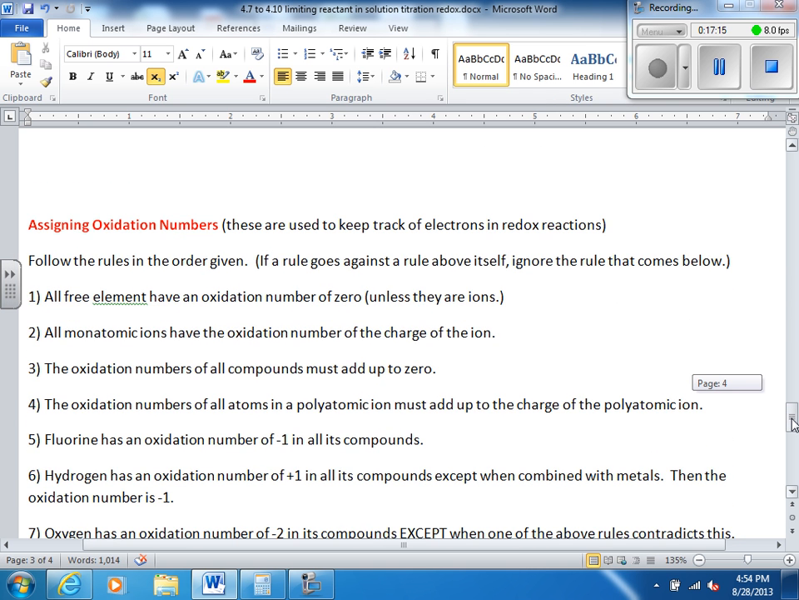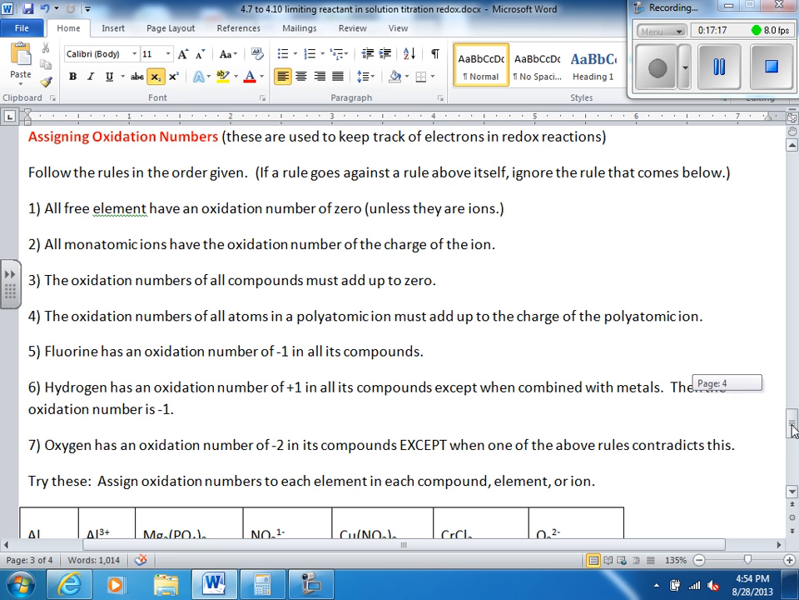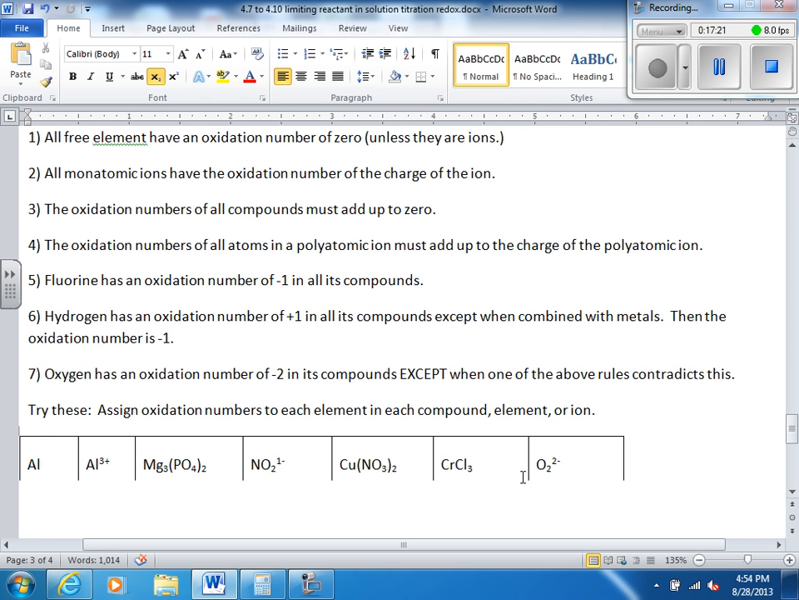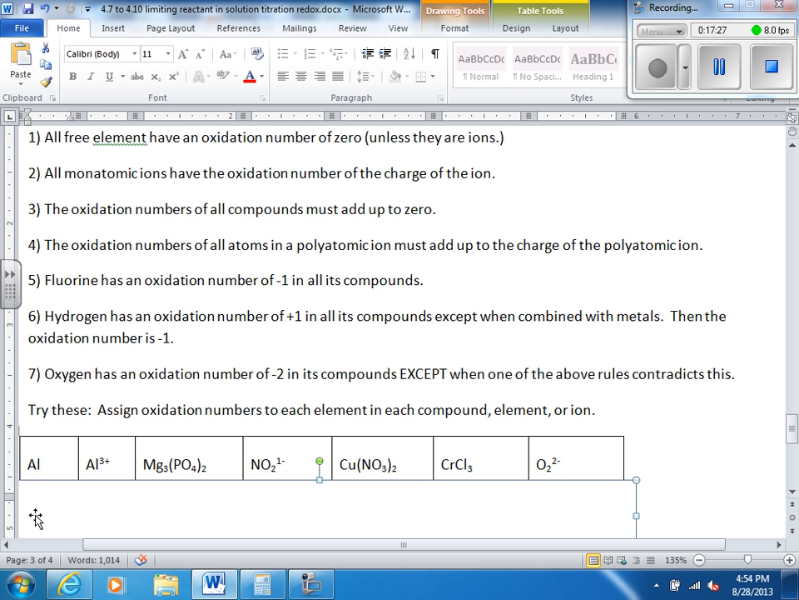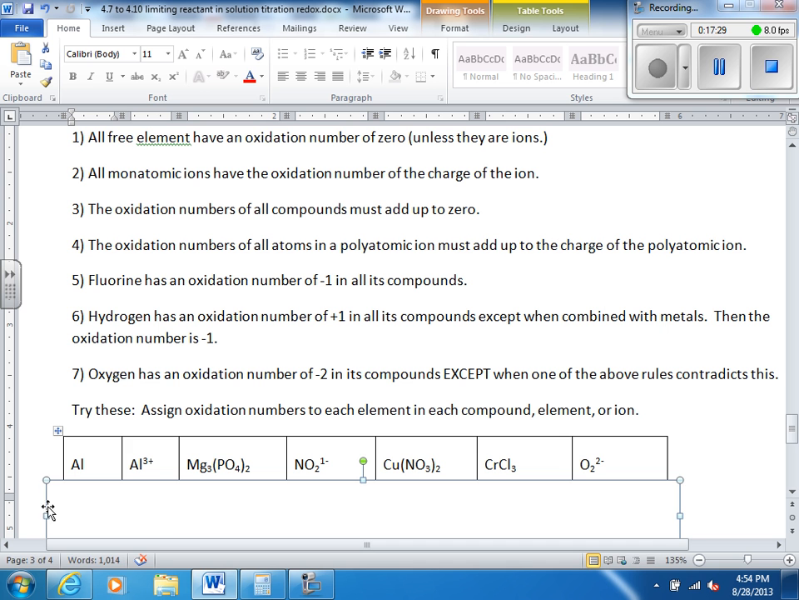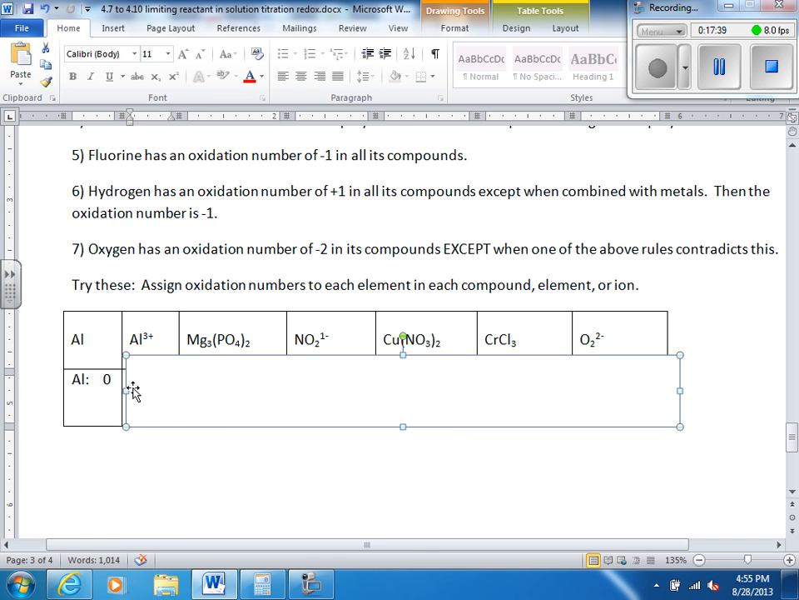So here are our rules. They're all written down for you already. And we're going to try these problems in the table. So aluminum right here. No charge. All free elements have an oxidation number of 0. So the aluminum here has an oxidation number of 0. Easy. You should pause this and try to do it on your own if you can.